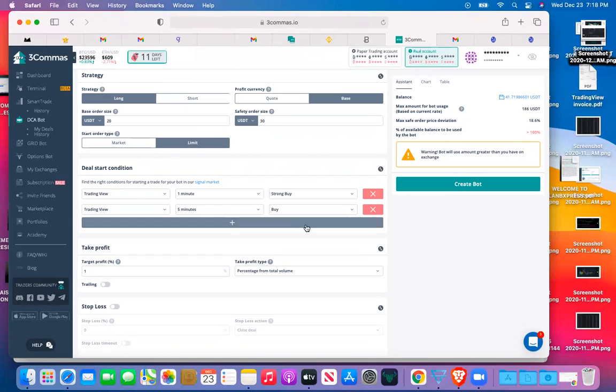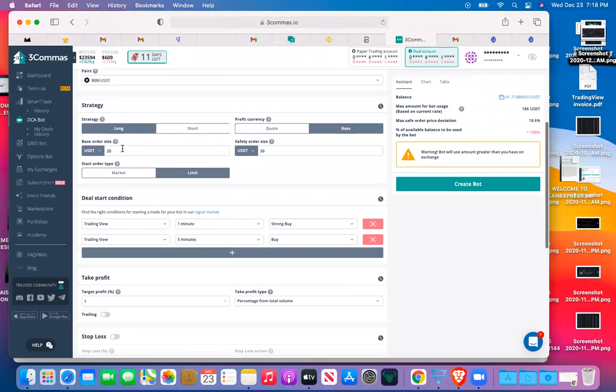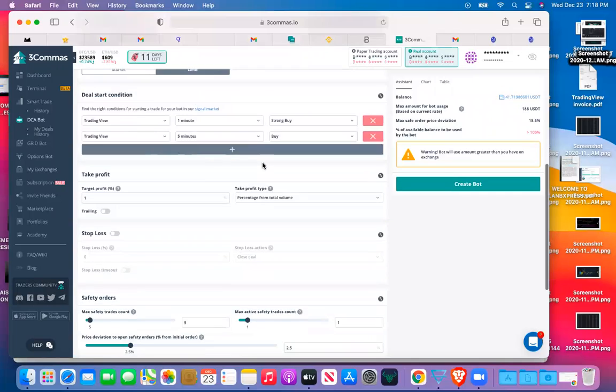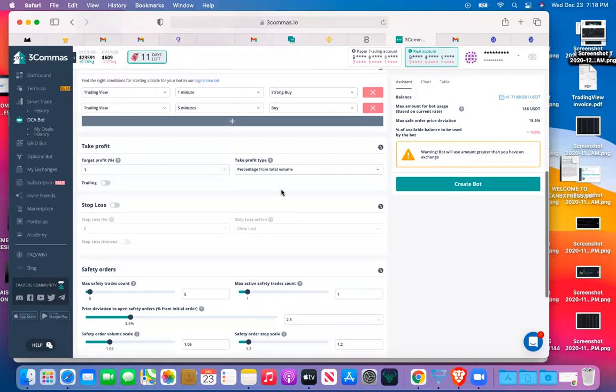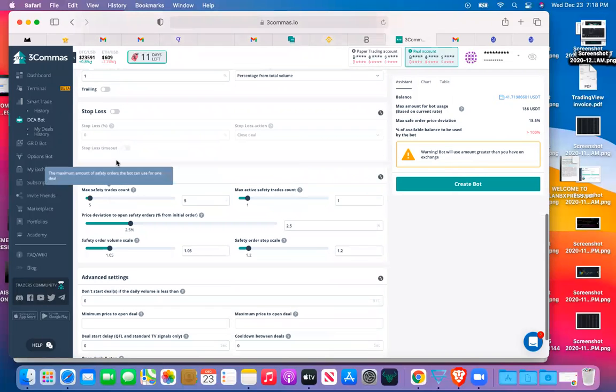If you want to use all of these signals, you can just leave it that way. But look at his signals here. Long, $20, $30 as the safety trade size. Look at take profits, 1%. He's not using trailing, all right? Now, he's not using stop loss.